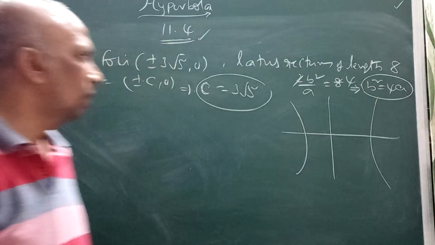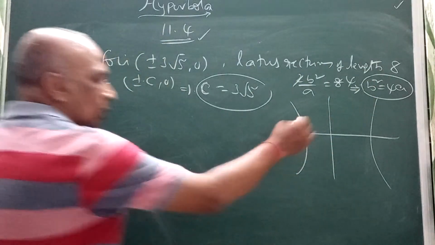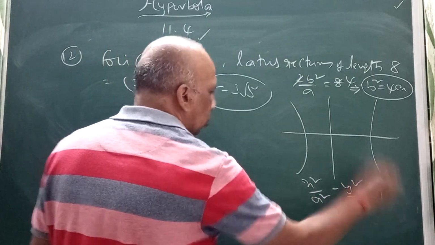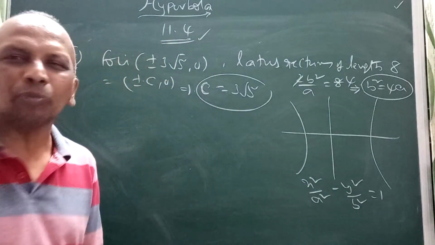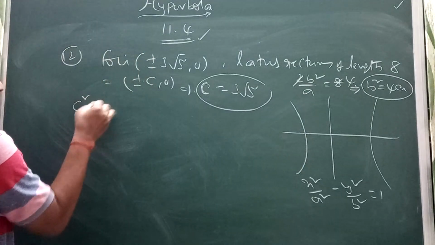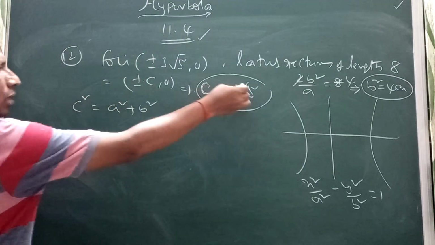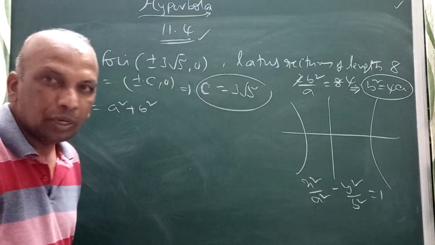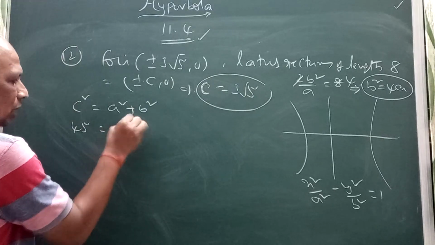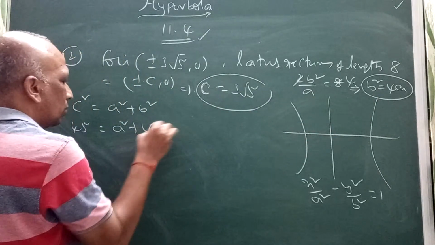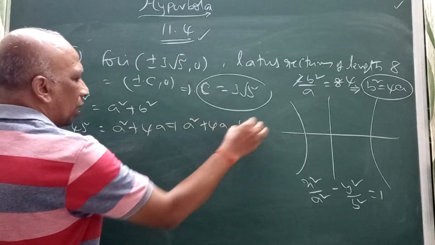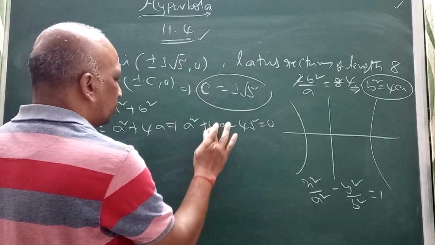We know the equation x square by a square minus y square by b square is equal to 1, and b square is 4a. We know the relation c square is equal to a square plus b square. C square means 3 root 5 whole square, which is 45. So a square plus 4a minus 45 is equal to 0.